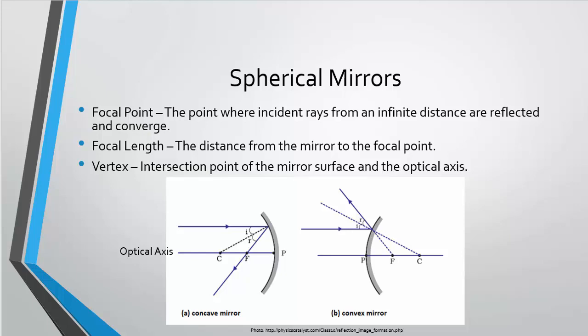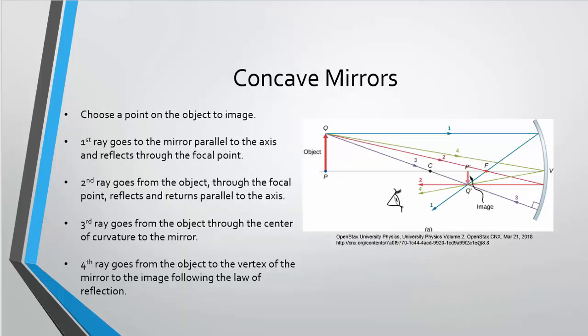You'll also notice that there's a center of curvature that's going to be basically, if you can imagine the mirror being a full sphere instead of just a curved surface, that would be the center of the sphere. And then we have a vertex that is along the optical axis, which divides the mirror in half, and it's where that axis intersects the mirror. So we'll start with concave mirrors, and I'm going to walk you through how to draw all of the rays to find an image.